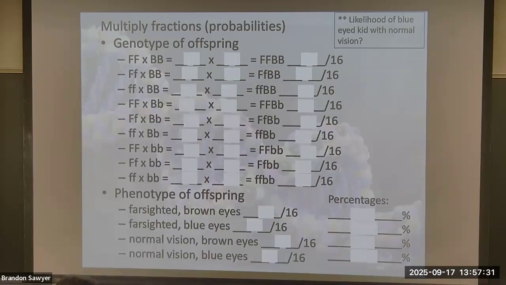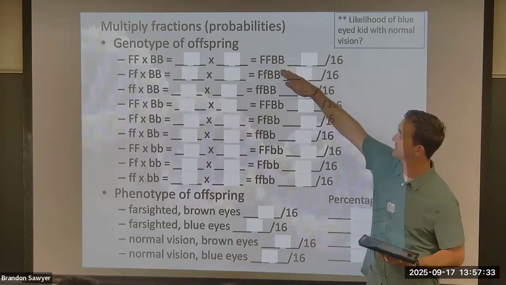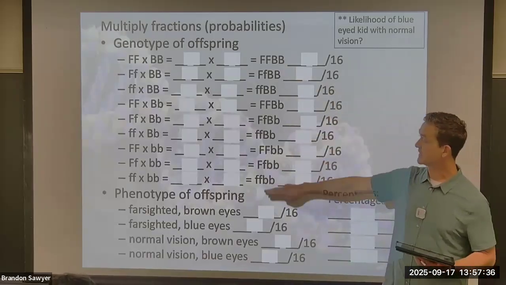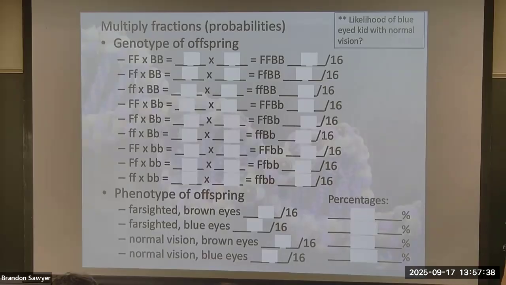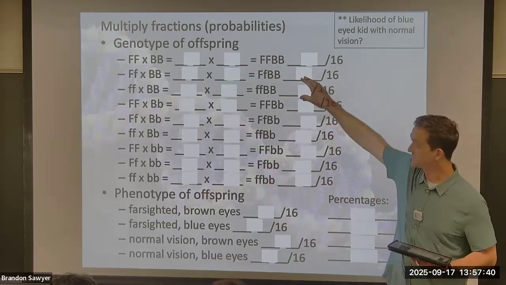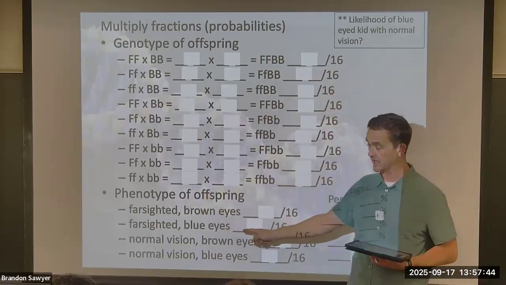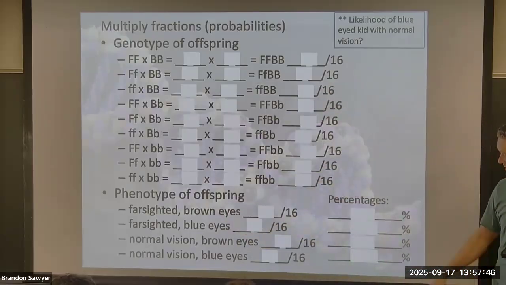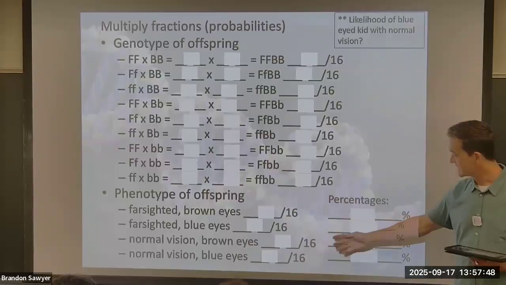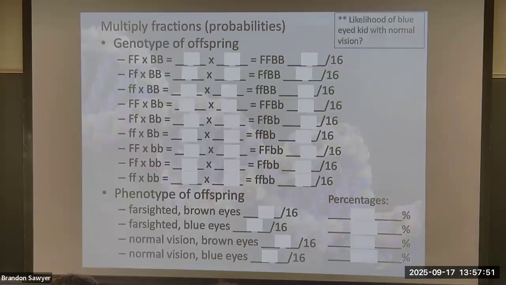And so this is all of the genotypes that we're trying to figure out, right? And then we need to convert that to phenotype, right? So which of these means farsightedness and brown eyes? Which of these means farsightedness and blue eyes? And so just do that for each of them. You can put in the total number out of 16, and then you got your percentages there. You're going to calculate that. And then again, this will be the one that you send in on your clickers to me.